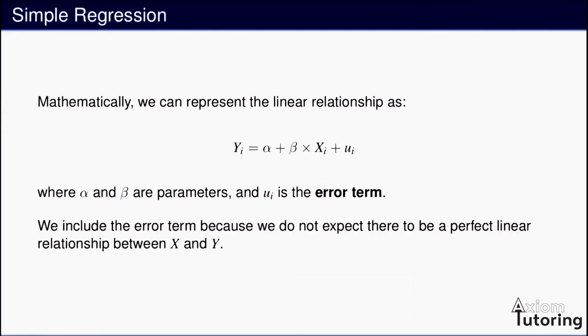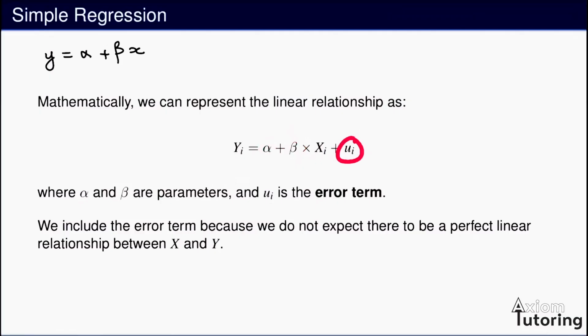Now, mathematically, how do we represent a line? You may remember that the way we represent a line in mathematics is as follows. So y is equal to alpha plus beta x. Okay, that's the way you represent a line. Now, in this case, we have to add an extra term, the u_i, which is the error term. So this is the relationship that governs what is happening at the population level. And that's why we use those Greek letters for alpha and beta.